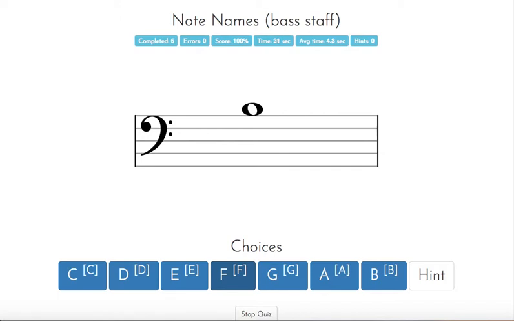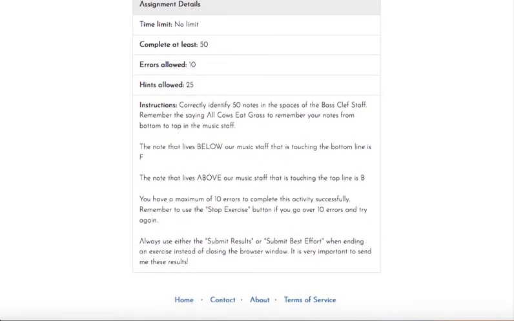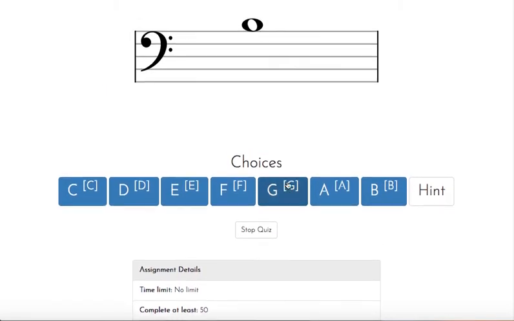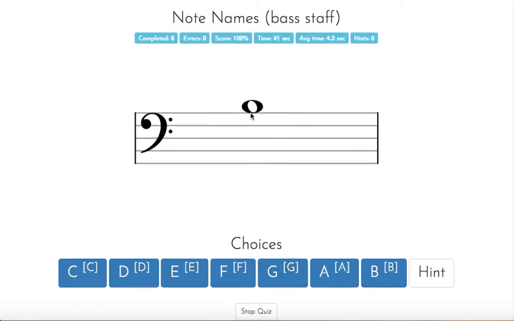If we scroll down here, I tell you in our instructions, the note that lives above our music staff that is touching the top line is B. Above our music staff, touching our top line, is B. Remember that you can always access your hints. You have 25 of those to check your answers.